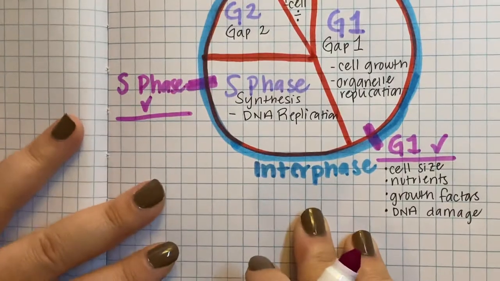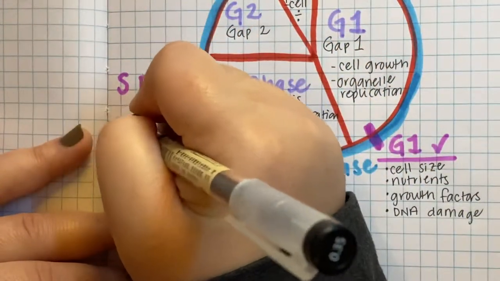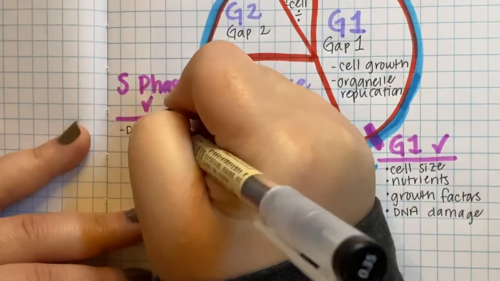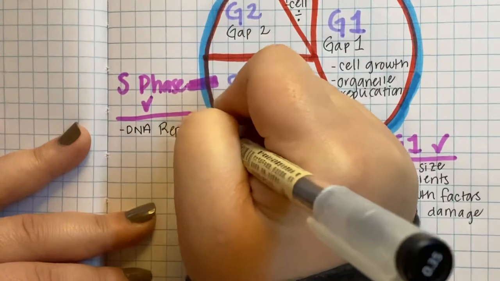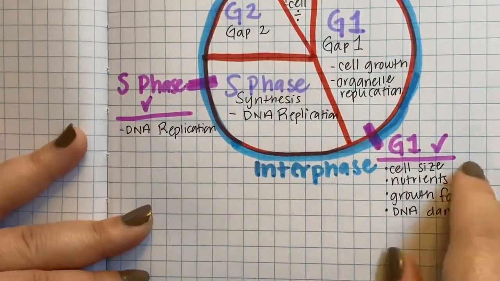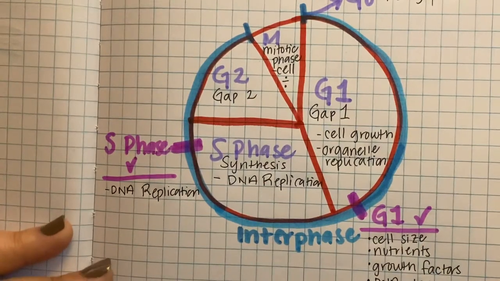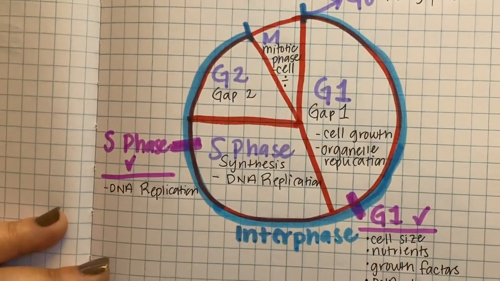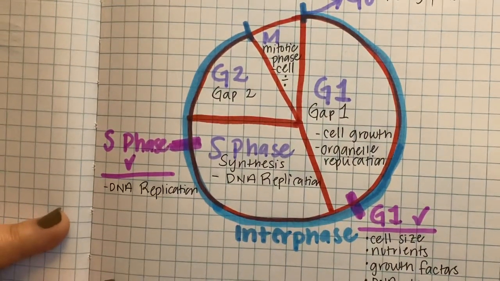S phase check. And essentially, we're just checking that DNA replication occurred appropriately. So it'll check that there are 92 chromosomes. It'll check that they're paired up appropriately. It'll check for if there were any errors during DNA replication, and it'll correct those.